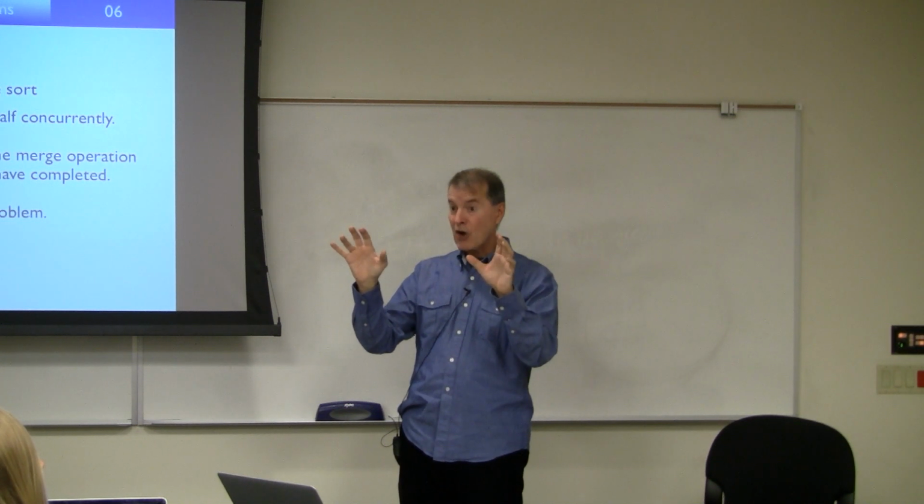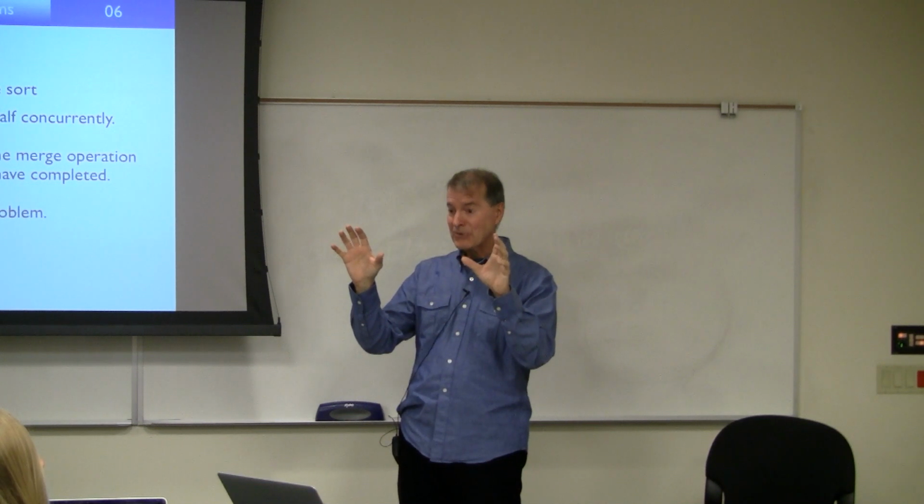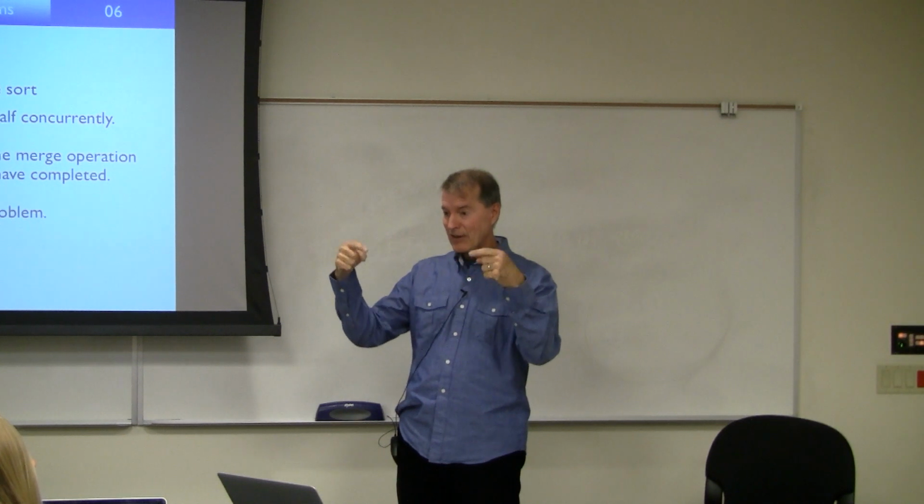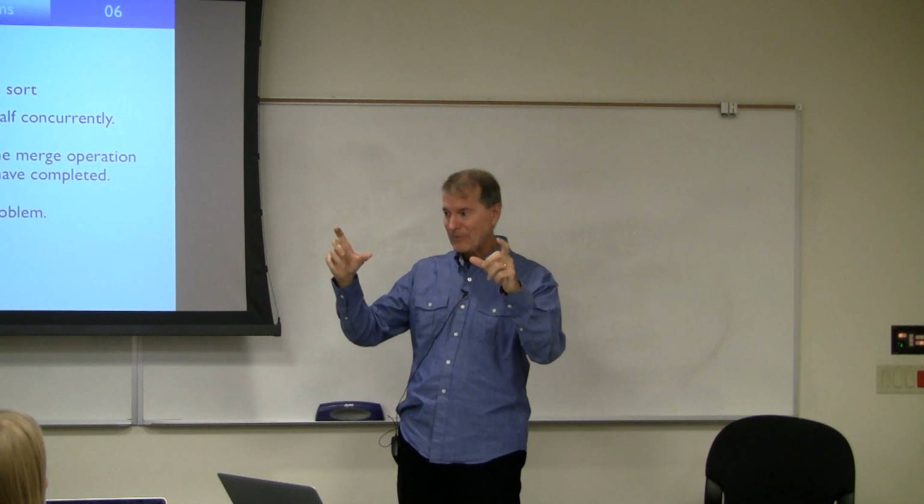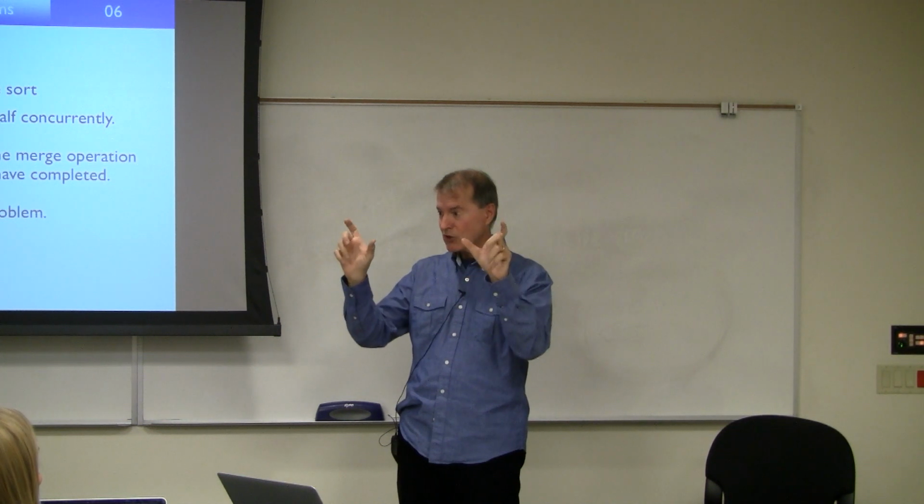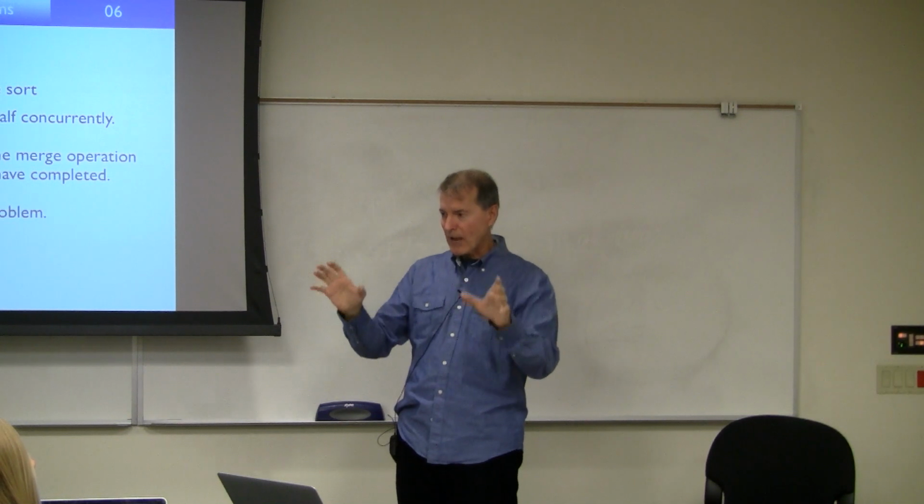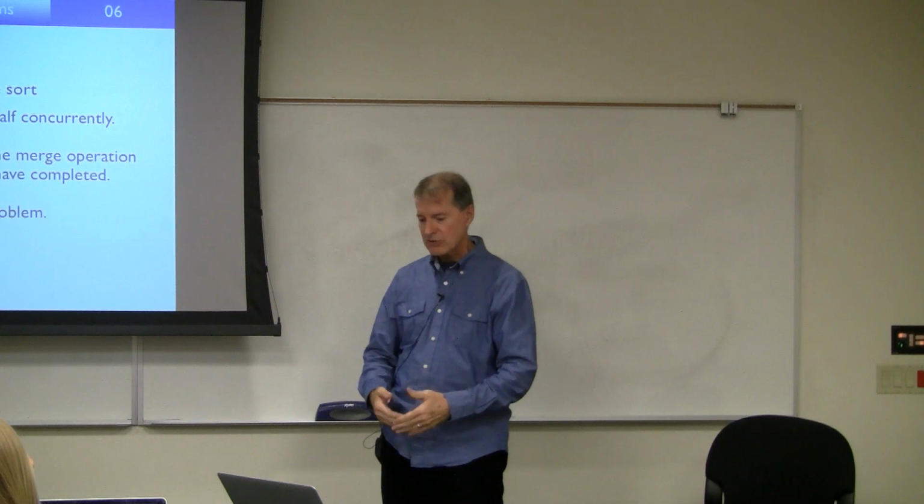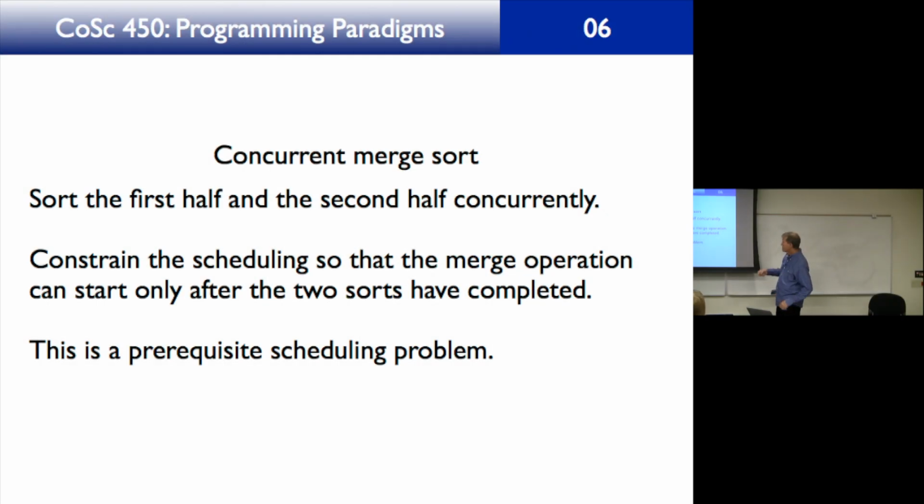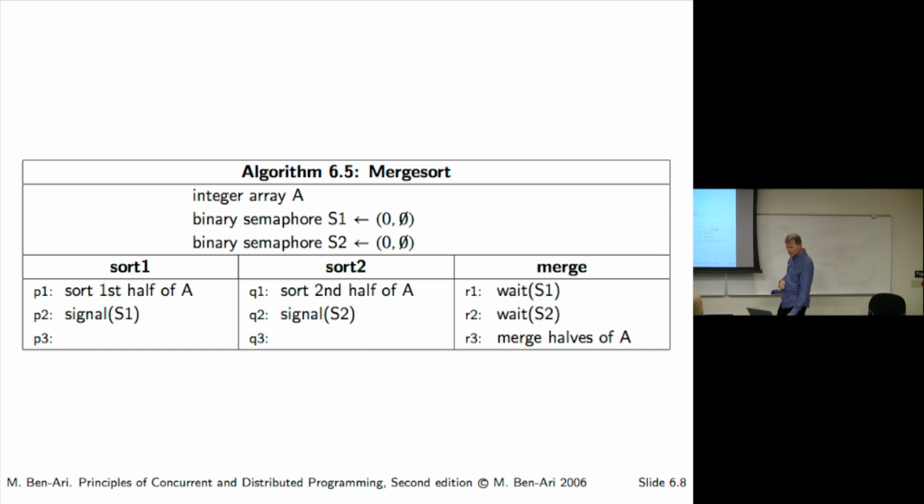So what could you do if you had more than one core or more than one processor and you wanted to speed things up? You could have what? Yeah, at the same time. You could cobegin them, or run them at the same time. And then after you ran them at the same time, you would do the merge. So with the concurrent merge sort, you sort the first half and the second half concurrently. You constrain the scheduling so that the merge operation can start only after the two sorts have completed. And this is a prerequisite scheduling problem.